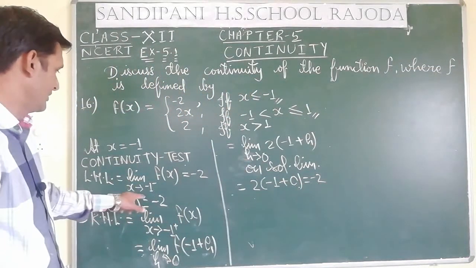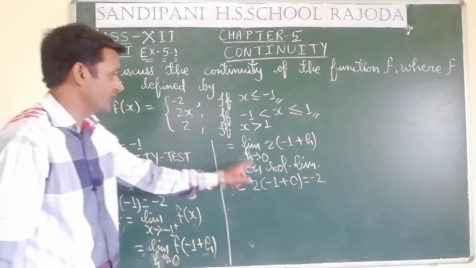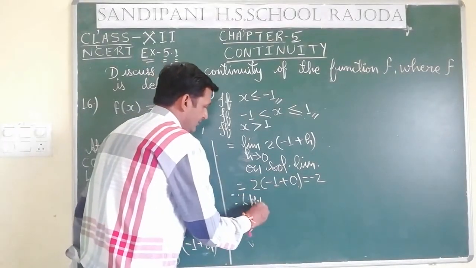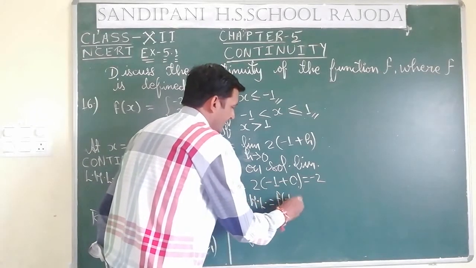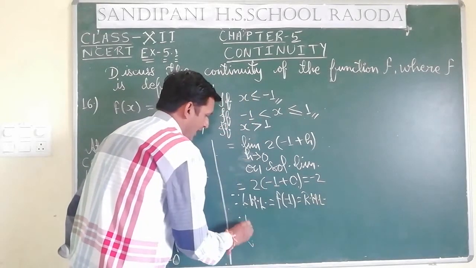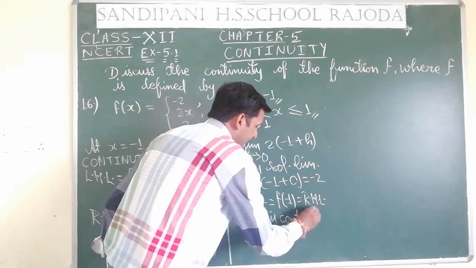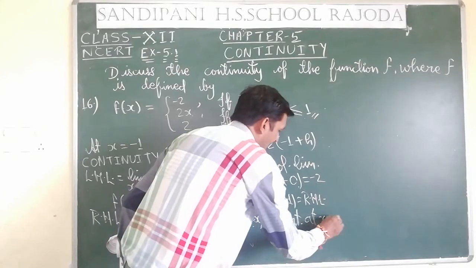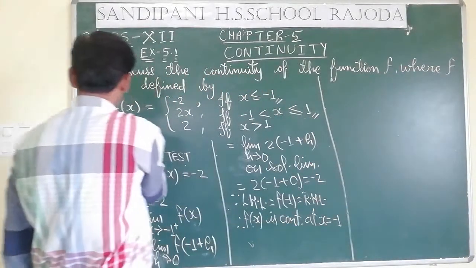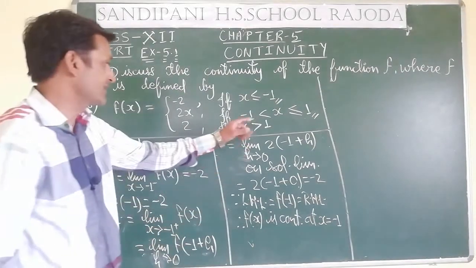What happens? LHL is minus 2, f of minus 1 is minus 2, RHL is also minus 2. So, because LHL is equal to f of minus 1 is equal to RHL, therefore, f of x is continuous at x is equal to minus 1. This we have concluded. Now, see again, this is our question. We have discussed the continuity at x is equal to minus 1. Now, we are discussing at x is equal to 1.